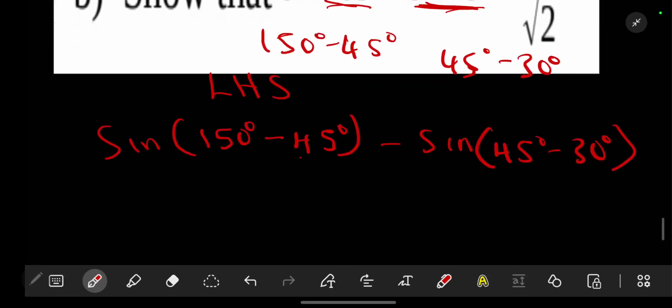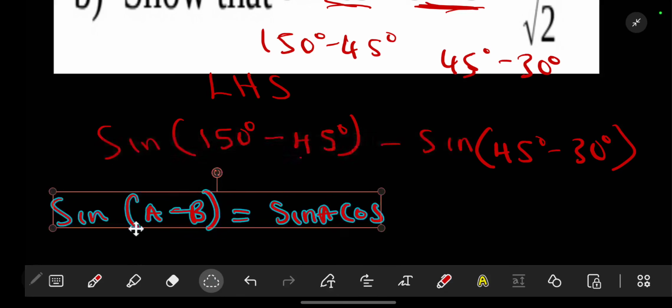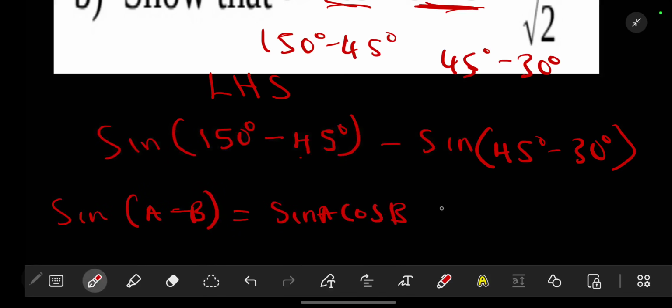So remembering that the sine of A minus B is equivalent to sine A cosine B. Sine is not selfish, so it will be connected with cos. Then cos of B, like that, minus, if the sign is negative, that means it's a sine already. You are saying sine, the sign will not change. Cos of A, sine of B, like that.